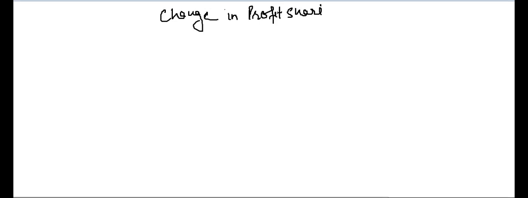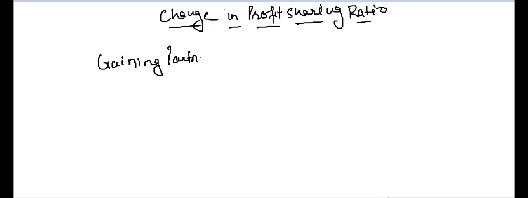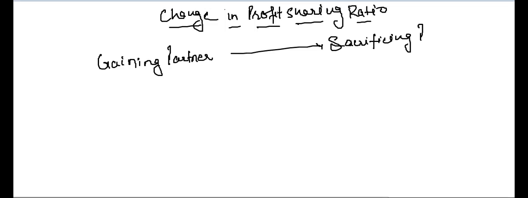We were discussing goodwill in change in profit sharing ratio. We discussed that the gaining partner should pay some compensation to the sacrificing partner. What is this compensation known as? This compensation is known as goodwill. That means the gaining partner will pay some amount of goodwill to the sacrificing partner for the loss in the share of profits. Right? Now, what will be the amount of goodwill payable?